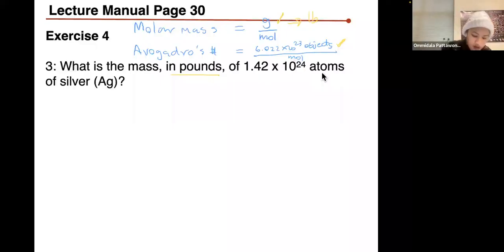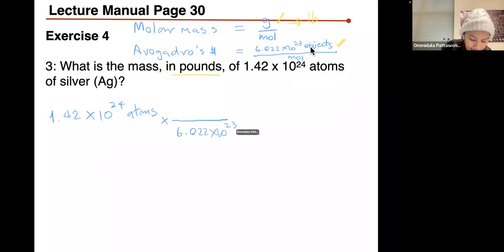Let's start with what's given, which is 1.42 times 10 to the 24 atoms. In order to go from the number of objects to grams, you probably notice that they both connect by mole. So these two are connected by mole. I'm going to start with what's given and then use the conversion factor right here. I know that 6.022 times 10 to the 23 atoms of silver equal 1 mole of silver.